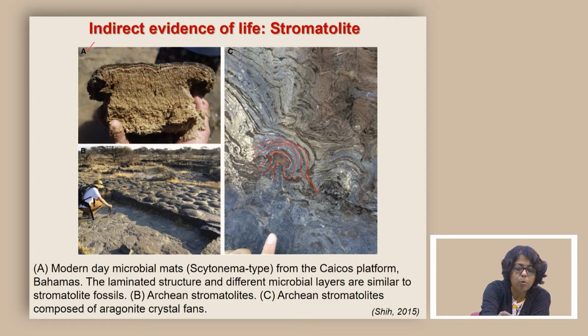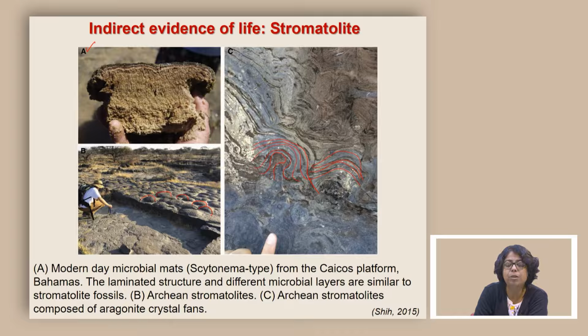This is actually a modern day representation. This is a modern day microbial mat from the Bahamas, where microbial mats can form, though not a proper development of stromatolite. And B is a terrain with Archean stromatolite. So, you see these mound-like structures, these are typical variations of stromatolites. And if you look at a cross section, then it will look cabbage-shaped. These are what are called stromatolites.